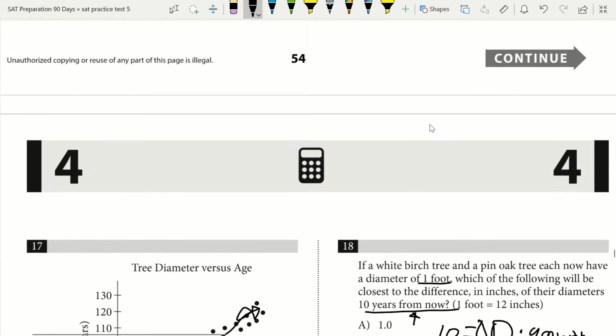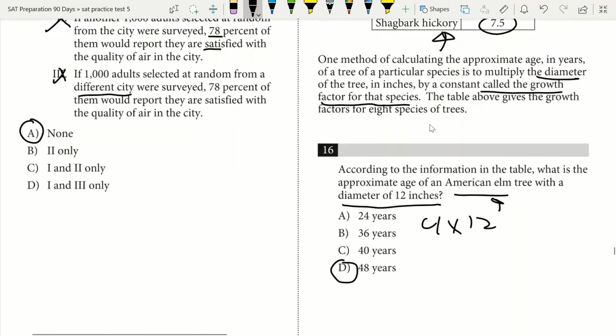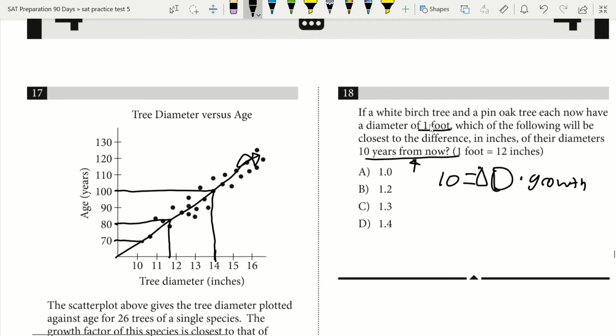We can calculate their changes in diameter. So we had a pin oak was 1.3, we see a pin oak is 3. We'll call this one PO for pin oak. We're going to have 10 times change in diameter. We're going to have to divide each side by 3 then. So we get 10/3 will be its change in diameter.